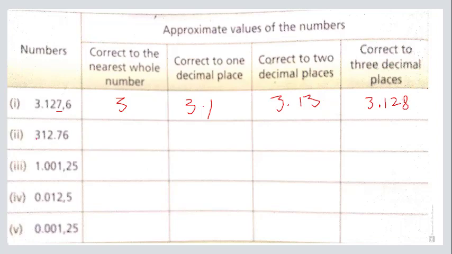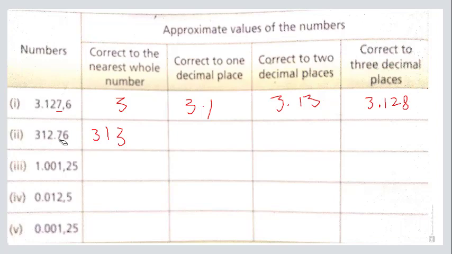Now coming to the second part, 312.76. Now we need to round up this number to nearest whole number. To the nearest whole number, this means that 312, because after this 12 there is a decimal point. So to the left of this decimal point we have the digit 2. So we will round off this number to this 2. Now after this 2 there is this digit which is 7, and this is more than 5. So we will add 1 in this 2. So this will become 313.